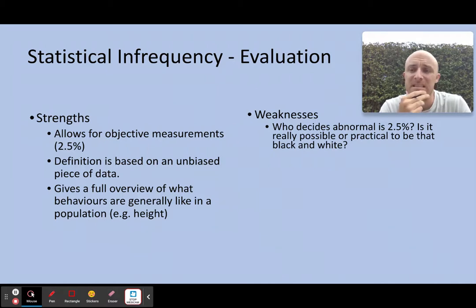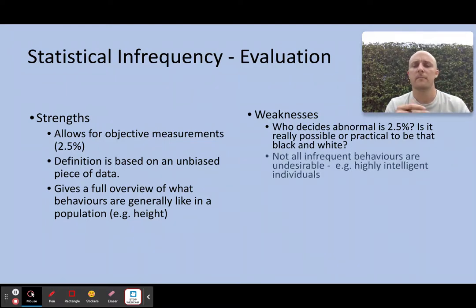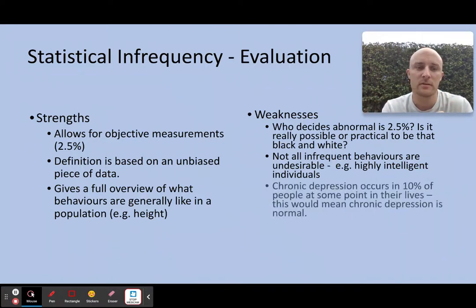Who decides 2.5%? Who said it's the top 2.5% and the bottom 2.5%? Somebody had to have decided that somewhere. Maybe they're wrong. Why not do it at 3 standard deviations? So you've got the 0.5% at the top is weird, and the 0.5% down the bottom is weird. That's going to make a lot more people normal. And also, I don't really like this point too much, but not all infrequent behaviours are undesirable. I wouldn't use that point personally, because this definition doesn't say that abnormality is undesirable. It just says it's rare.